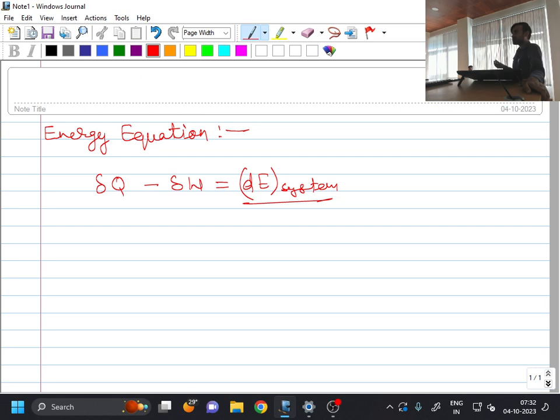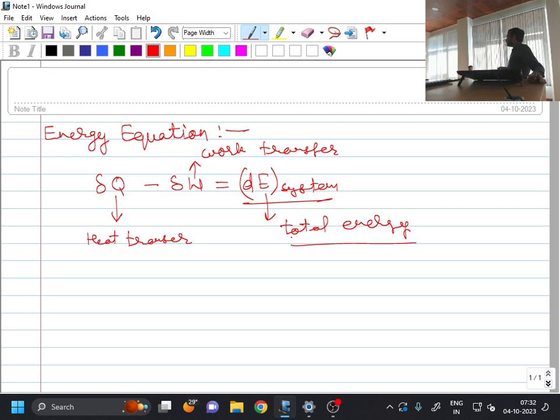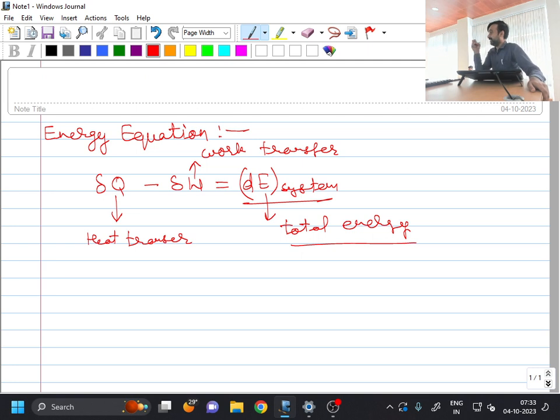For a closed system, for a control mass system, we will have δQ minus δW equal to dE, where Q represents the heat transfer, W represents the work transfer, and E represents the total energy of the system. And whenever we are talking about fluid mechanics, our system is nothing but a fluid mass. So our fluid mass will be acting as a system.